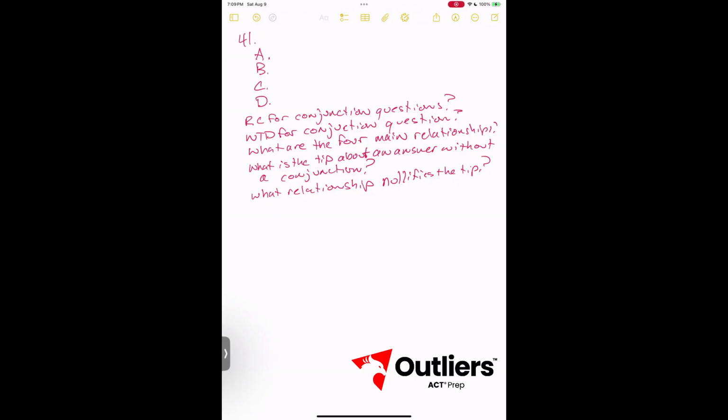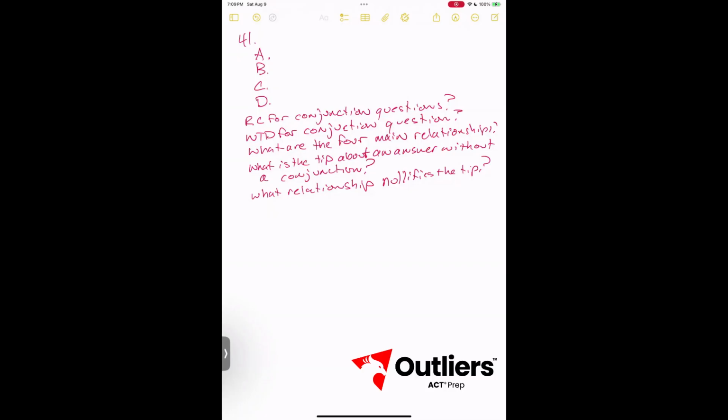What does the RC for conjunction questions? If the conjunction changes from answer to answer. Another thing, it will often say transition word in the prompt, so that's another giveaway that you're dealing with a conjunction question. What's the WTD for conjunction questions? It is read the clause before and after to determine the relationship.